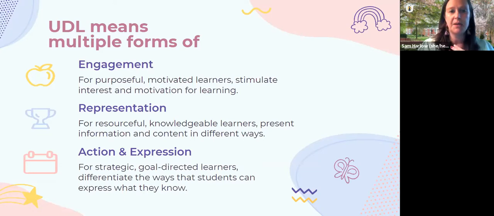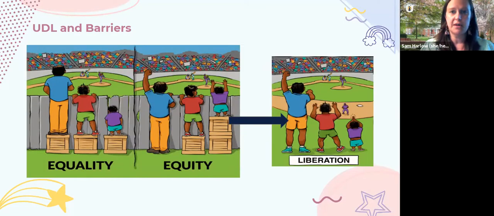Specifically, we want engagement to stimulate interest and motivation for learning. We want representation to present information and content in different ways. And we want action and expression to differentiate the ways that students can express what they know. And this includes having multiple forms of each of these elements. So when we talk about Universal Design for Learning, what we're really talking about is breaking down barriers for students, which of course includes accessibility, which we're going to talk about in a second.